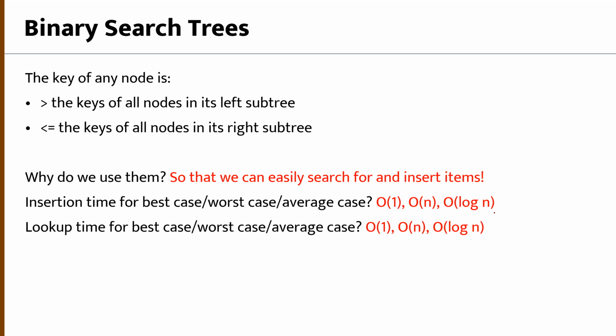And that's because for the insertion and the lookup times, the best case is O of 1, the worst case is O of n, but the special thing about binary search trees is that its average case is O of log n. And we'll be taking a look at why the worst case and average case are what they are.